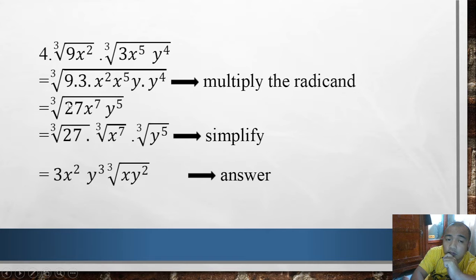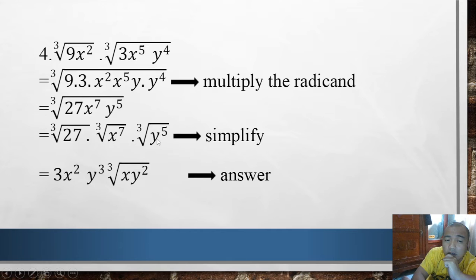What is the cube root of 27? That is equal to 3, because 3 times 3 times 3 is 27. So let's put it here now, 3. We can still simplify the x to the 7th. Okay, let's start with the cube root of 27. That's 3. Cube root of x to the 7th means x to the 6 times x, right? So the cube root of x to the 6 is x squared.